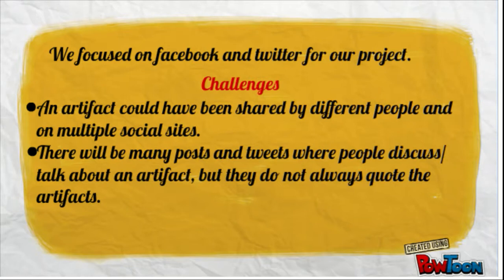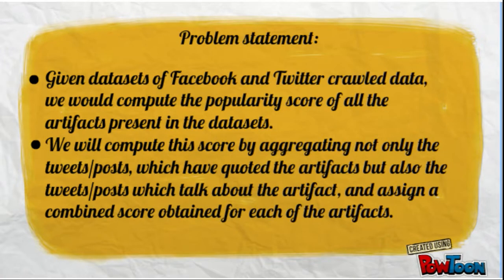So after having sufficient background, let's move to the actual problem statement. For given data sets of Facebook and Twitter crawl data, we would compute the popularity score of all the artifacts present in the data sets. We will compute this score by aggregating not only the tweets and posts which have quoted the artifacts, but also the tweets and posts which talk about the artifact, and assign a combined score obtained for each of them.